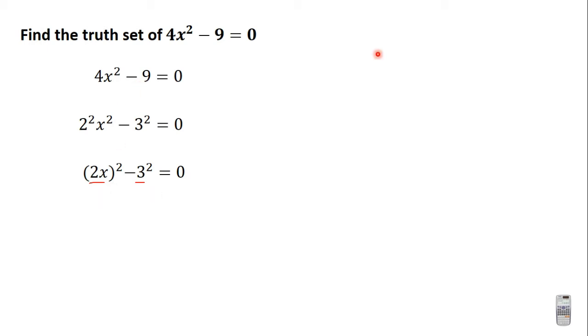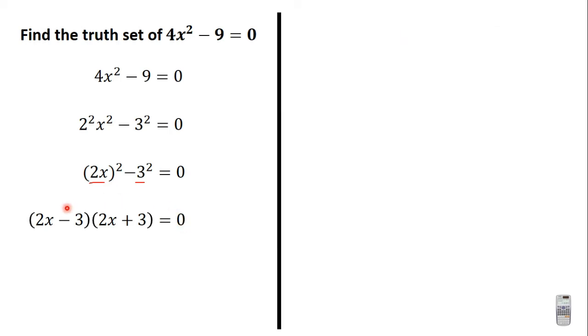From the videos on algebraic expressions, we learned that if you have x squared minus y squared, which is a difference of two squares, it can be factorized as (x minus y) in one bracket, then (x plus y) in another bracket. So if we apply the same thing here, then (2x) squared minus 3 squared can be factorized as (2x minus 3) in one bracket, then (2x plus 3) in another bracket, and this is equal to 0. We can now solve for x.